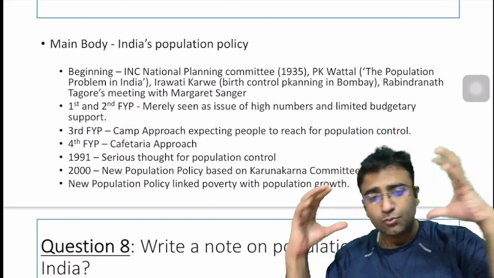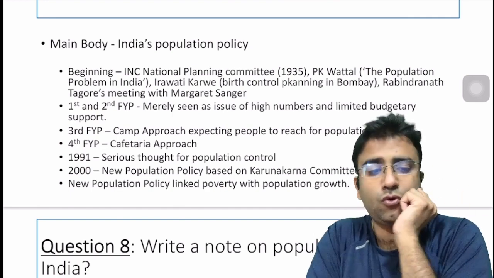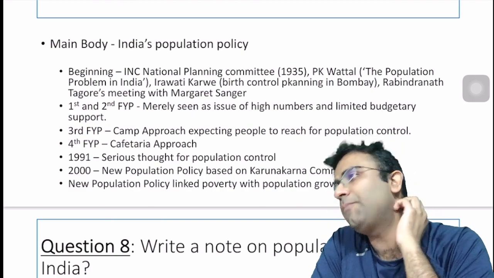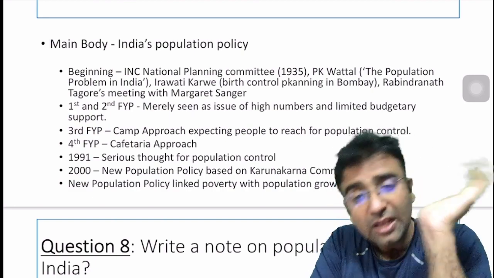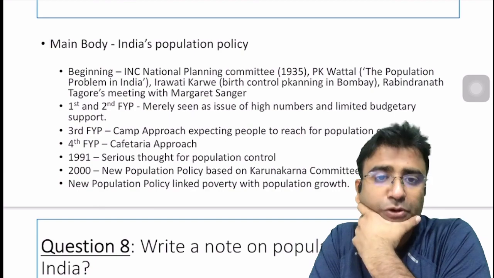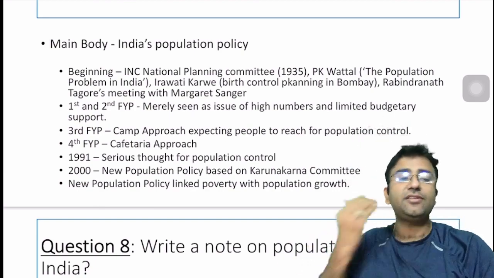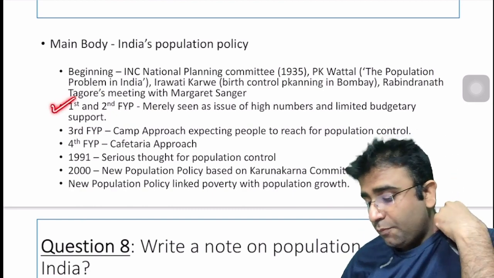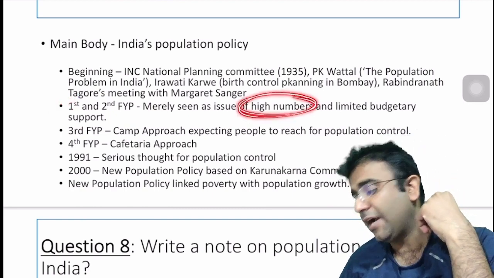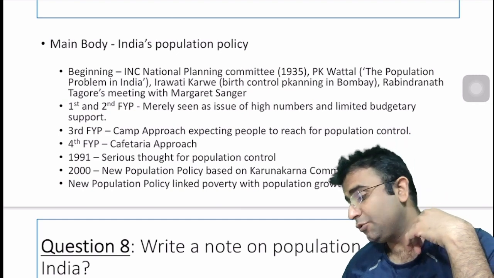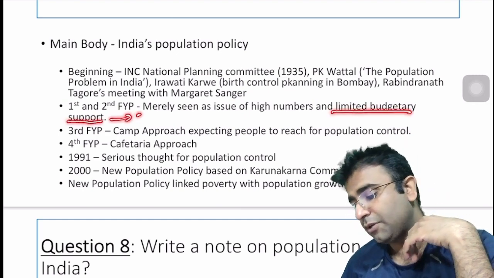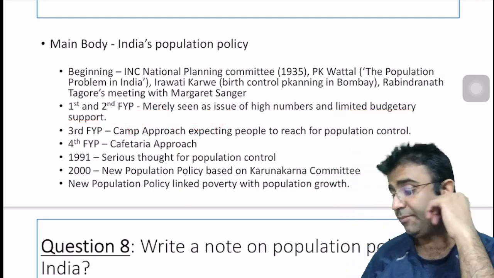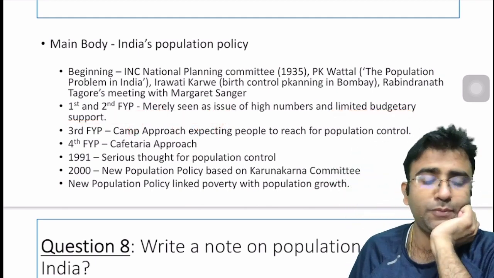So India was one of the few countries that actually took cognizance of the problem that population can be a big problem if not managed properly. This set the stage for India's population policy, which can be seen in the various 5-year plans and policy documents. In the first and second 5-year plan, population was merely seen as a problem of high numbers, and this resulted in limited budgetary support from the government to control the population.